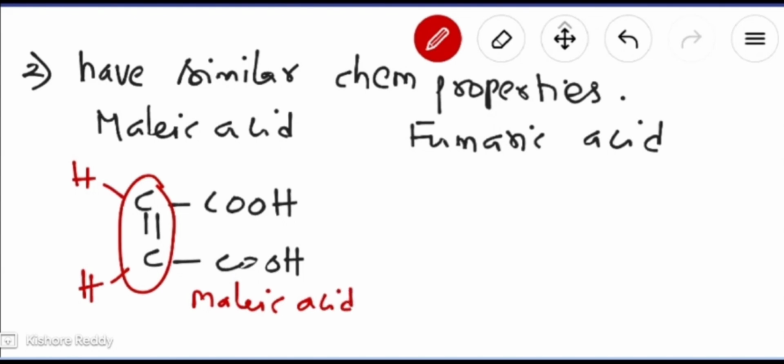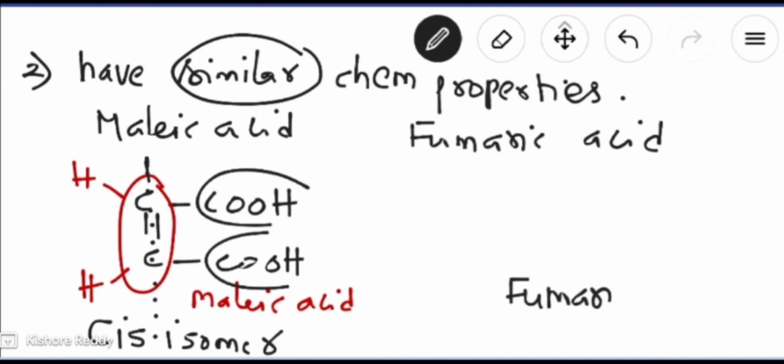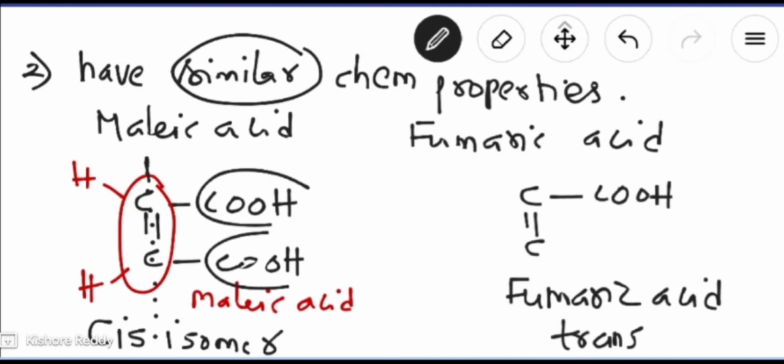Yes, you can easily tell, right? This is your double bond, right, on the plane. Same type of atoms are on the same side, hence you call it the cis form. So this is the cis isomer. Are you able to follow? Now the question is, they have similar chemical properties only, we have said, but not identical. So what is the fumaric acid structure? If you observe the fumaric acid, it will be the trans isomer. Is it right? So how do you get that? C double bond C. If you change the COOH to the opposite side, then it will be the trans form.